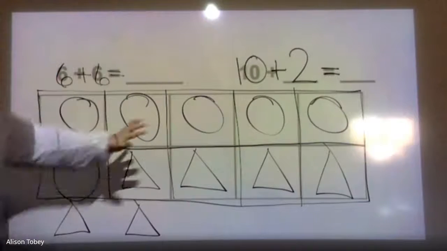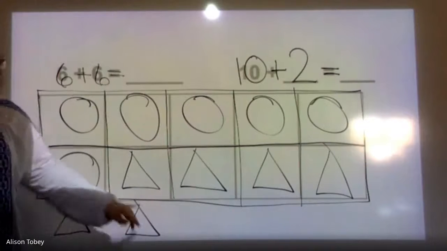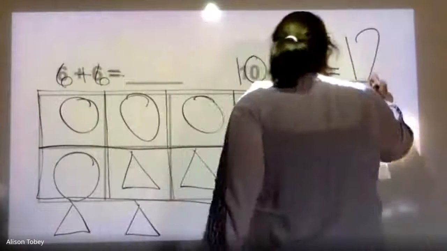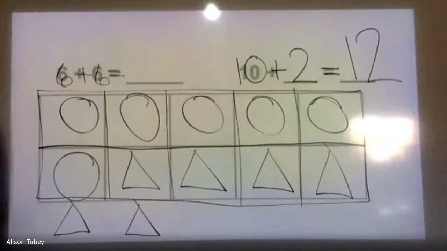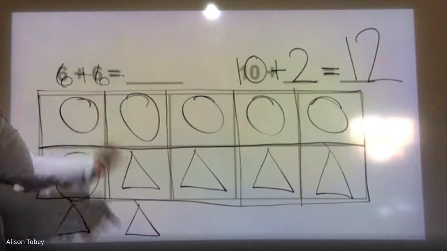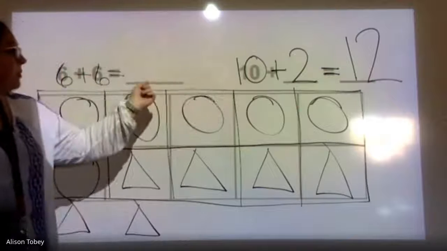Okay, so we know this is 10, 11, 12. So 10 plus 2 equals 12. Now, here's the thing. Didn't we put 6 circles in here and then 6 triangles? So if that equals 12, what is this one then?